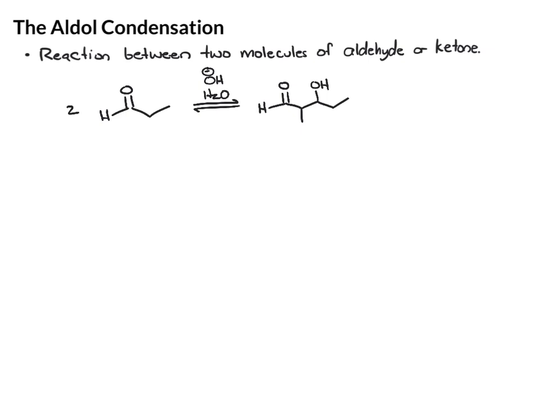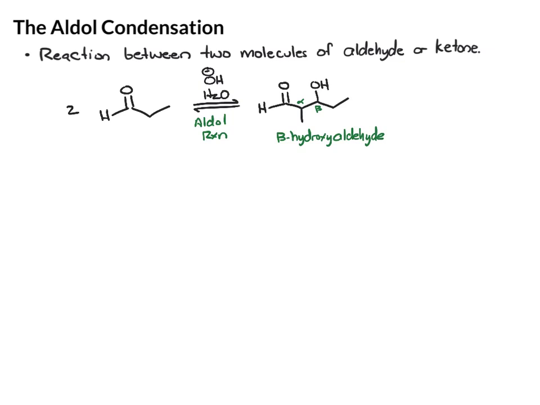This step here is really just the aldol reaction, because we haven't lost a small molecule yet. And the product is a beta hydroxy aldehyde. Now you'll notice we've used equilibrium arrows here to say that there is an equilibrium between starting material and product.